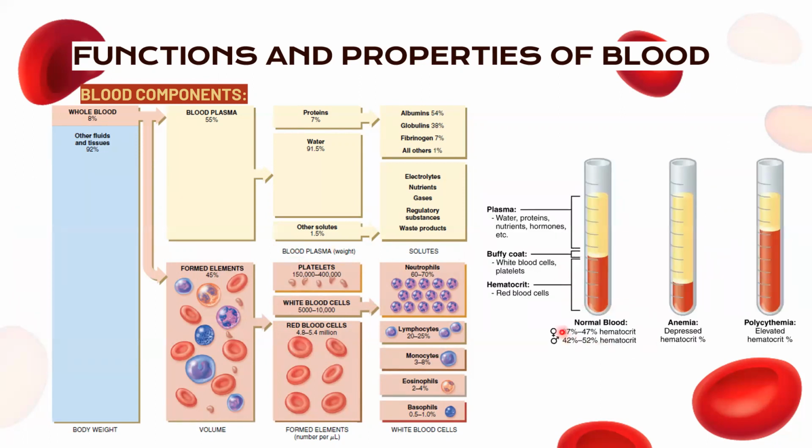Here's the normal blood count for hematocrit. Less than the normal hematocrit. When the hematocrit is depressed, we call that condition anemia. And polycythemia, wherein there is an elevated hematocrit percentage.